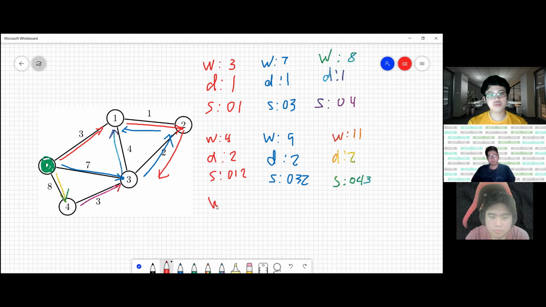So again, we'll list down the weights, the distances, and the sequences. For the weight of red, it's 3 plus 1 plus 2, so it's 6. The distance is 3, and the sequence is 0, 1, 2, 3. For blue, the weight is 7 plus 2, so it's 9, plus 1, so it's 10. The distance is the same as the others, it's 3. The sequence now is 0, 3, 2, 1.